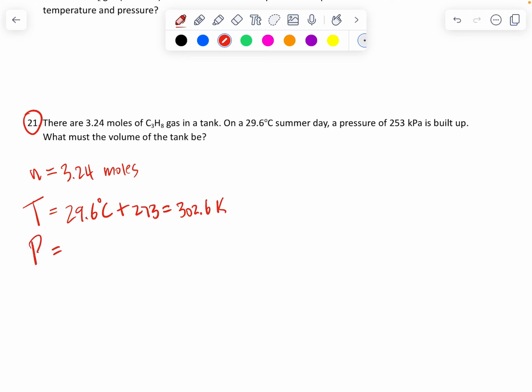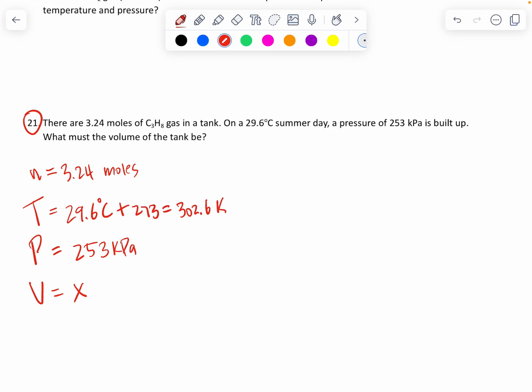With a pressure of 253 kPa built up, what must the volume of the tank be? Okay, so we're trying to find what volume is, right? Before I change any variables around and plug and chug, I'm going to make sure all the units are good. Moles is good, Kelvins is good, kPa is not good. Remember, pressure should always be in atmosphere when you're using the ideal gas law.